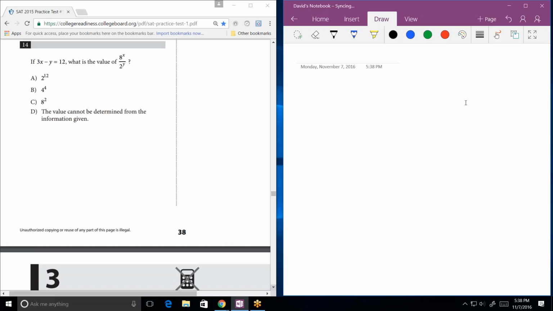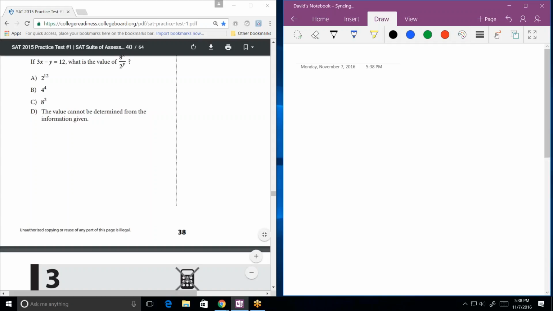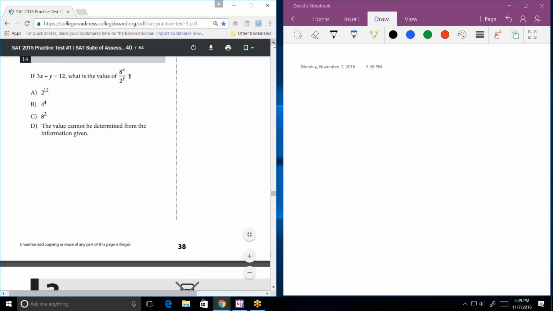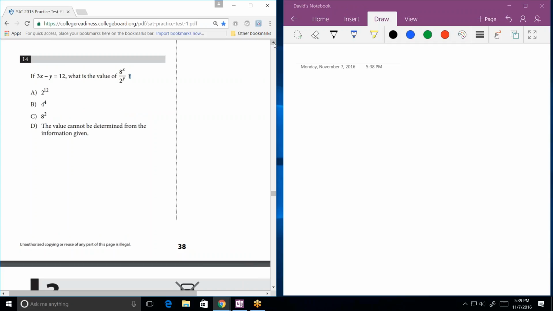If 3x minus y equals 12, what is the value of 8 to the x over 2 to the y? Don't I have to have a common denominator here to determine the value? Well, this does at first glance look like a problem that can't be done. First of all, I cannot solve for x or y, with two variables and one equation. And second of all, they're asking about an exponential expression, not an algebraic one. But it's a special exponential expression.